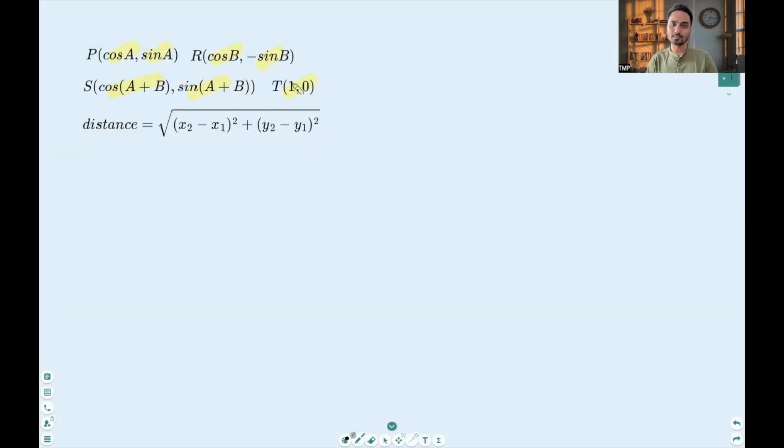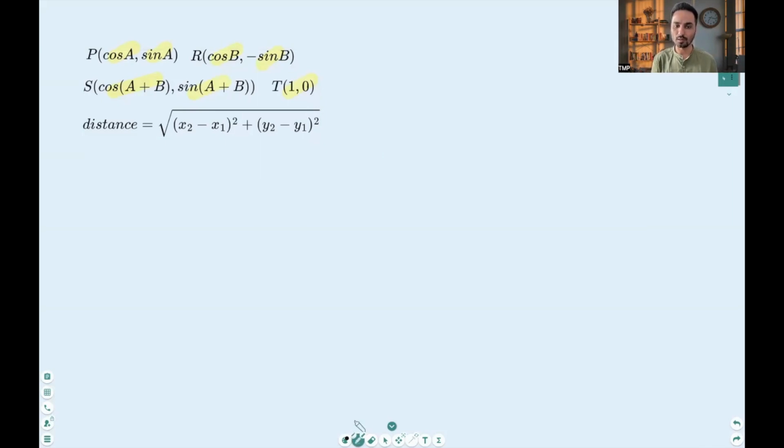We can apply the distance formula, which is given as the square root of (x2 minus x1) whole square plus (y2 minus y1) whole square, to find the distance PR and distance ST. And as we earlier discussed, if PR is equal to ST, that means PR square should be equal to ST square. So we can get rid of the square root.